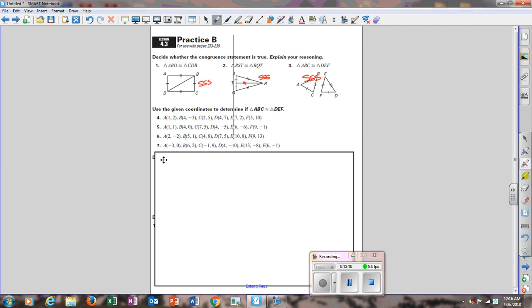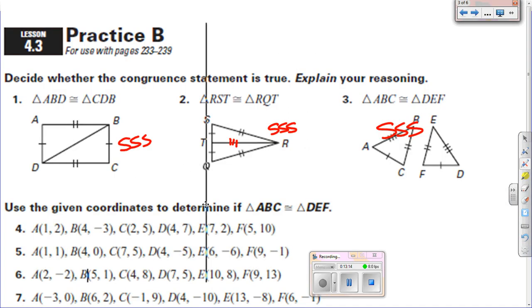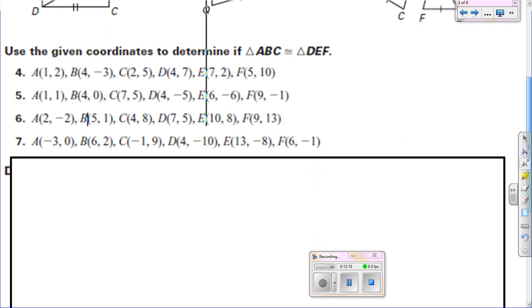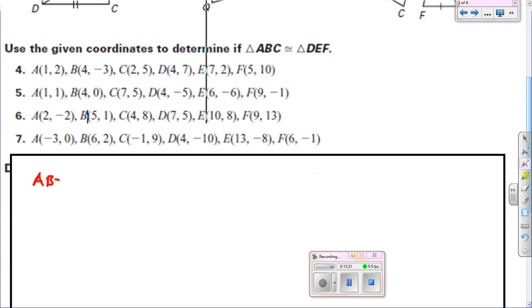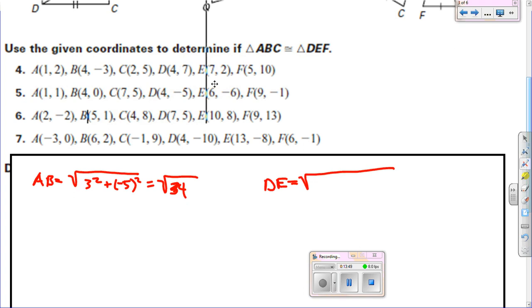All right, number 4, you have AB. So that's 4 minus 1, which gives you 3 squared, and negative 3 minus 2 is negative 5 squared. So that gives you 9 plus 25, which is the square root of 34. And we have DE, which is equal to 7 minus 4, which is 3 squared, and then 2 minus 7, which is negative 5 squared, which gives you the square root of 34.